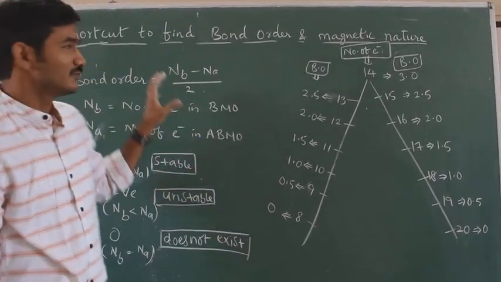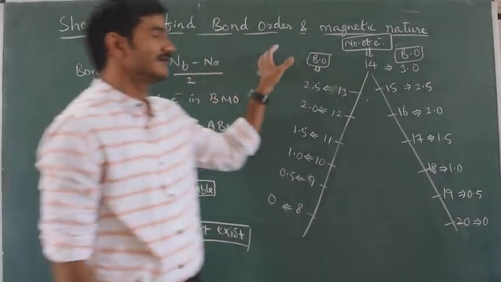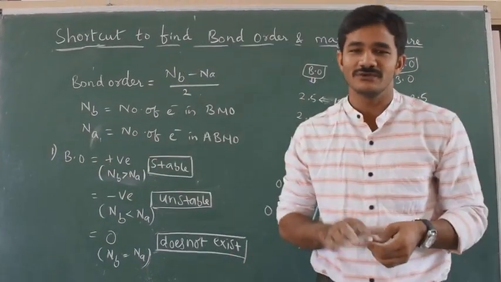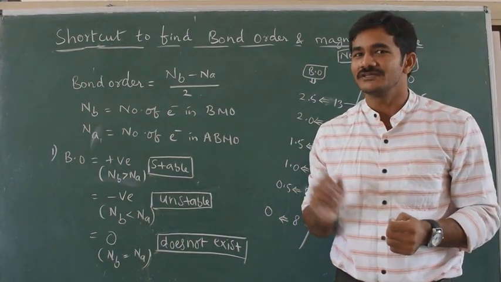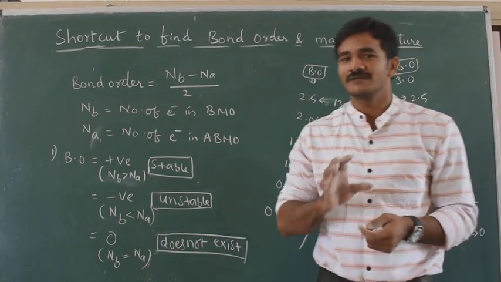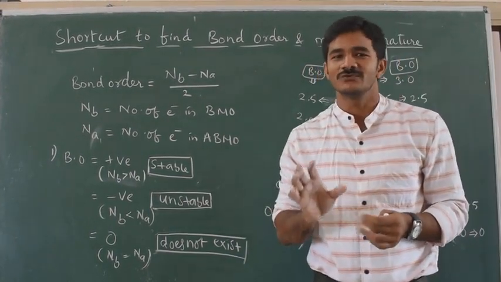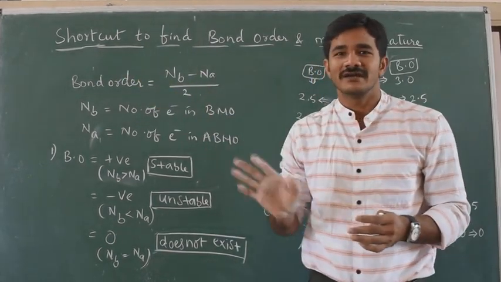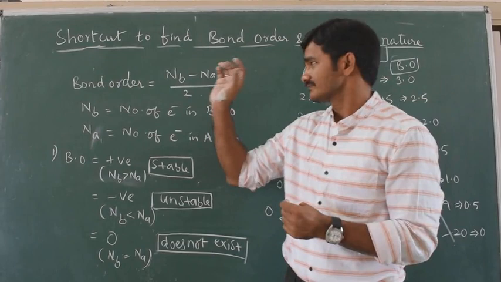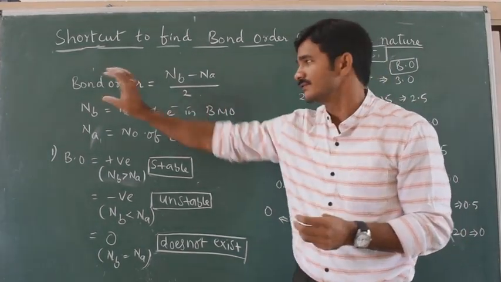Today we are going to discuss the shortcut to find out the bond order and magnetic nature. Generally, we know the bond order can be calculated based on MOT, molecular orbital theory. But here I am not going to explain what MOT is and how to find the bond order based on MOT. I will tell you a simple trick to find the bond order. Before I explain the shortcut, I will tell you a few points.